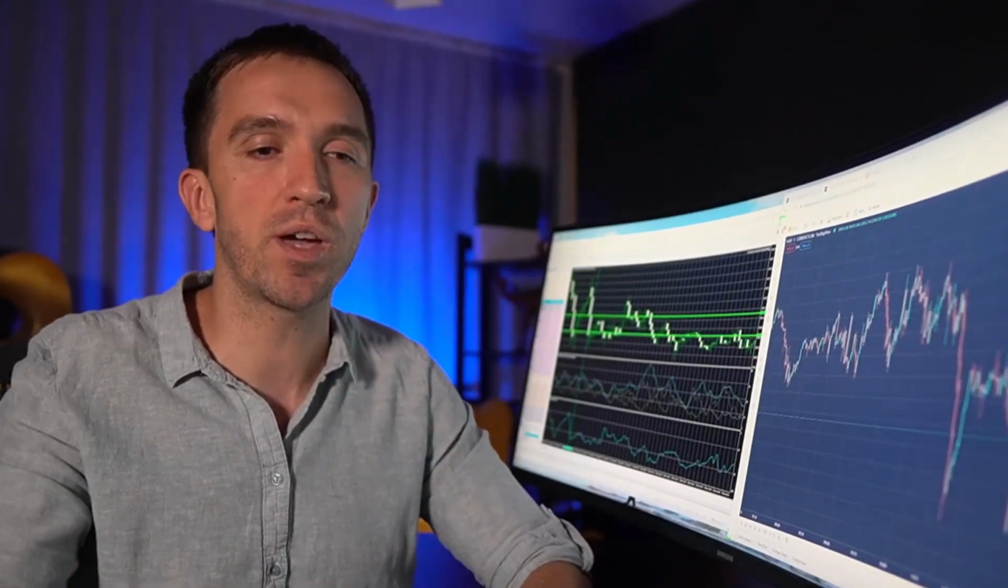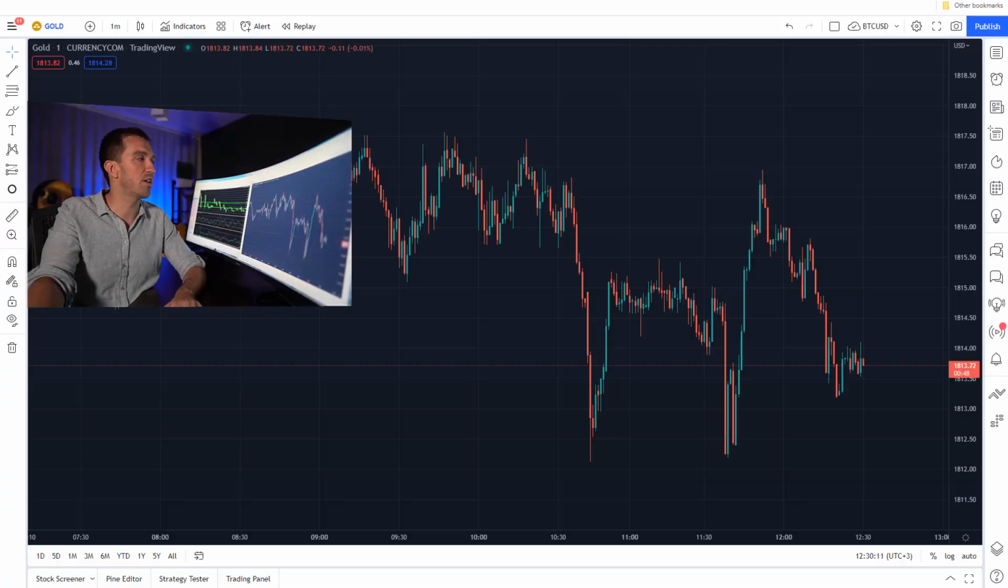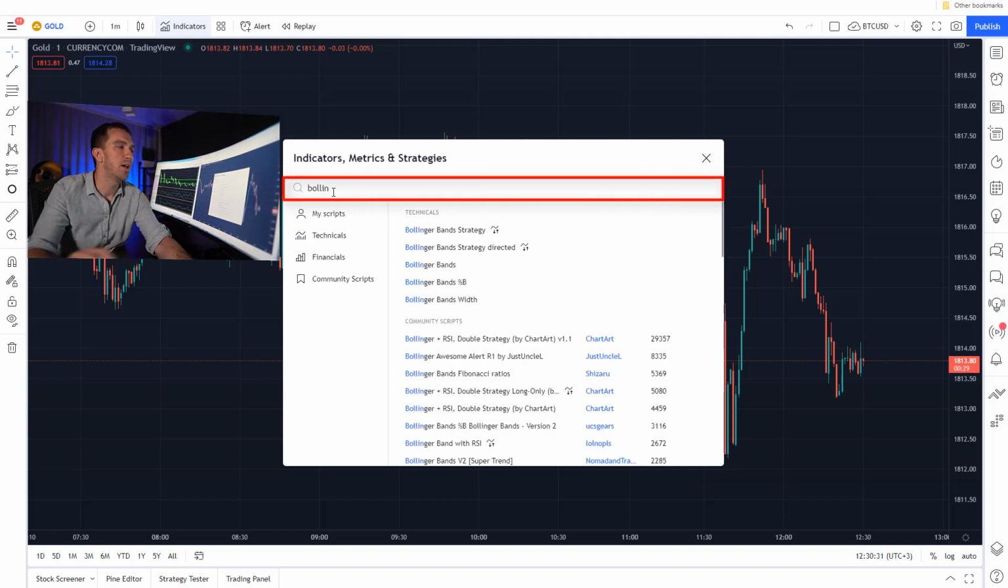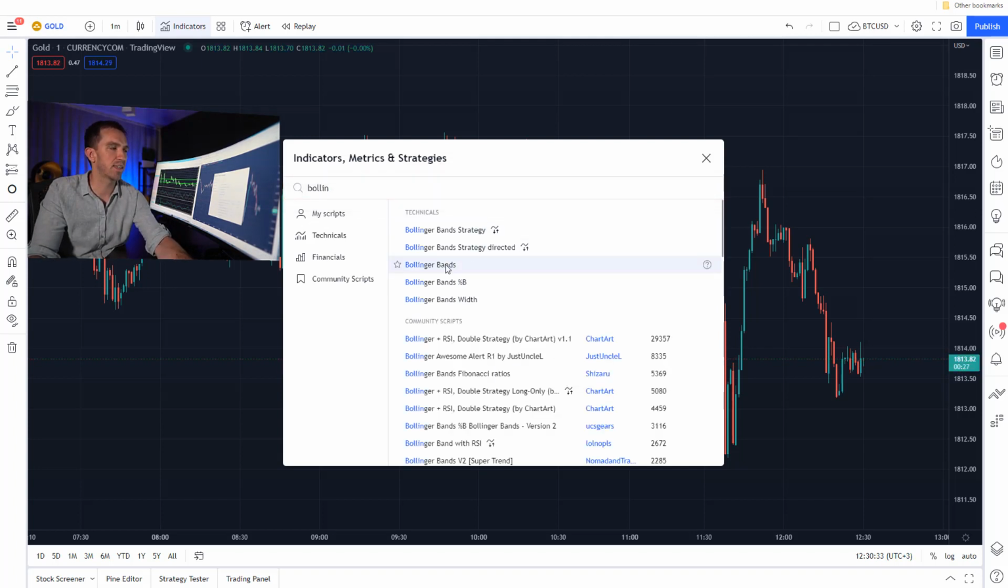Now, straight to the point, I will share with you my trading screen, and I have here the TradingView platform where I have gold on M1 chart. And the first indicator that I will add is the Bollinger Bands. So I will go to indicators and I will search for Bollinger Bands, and here it is.